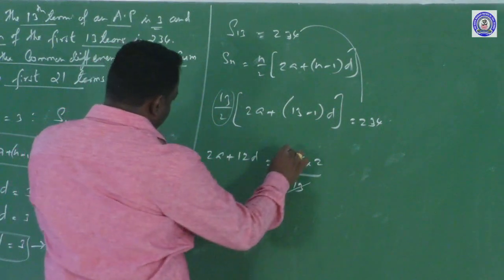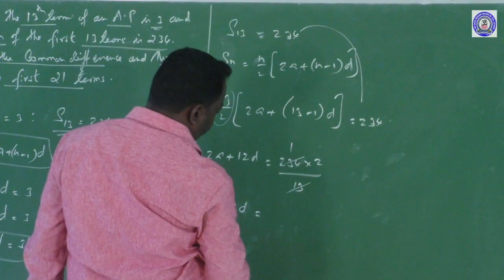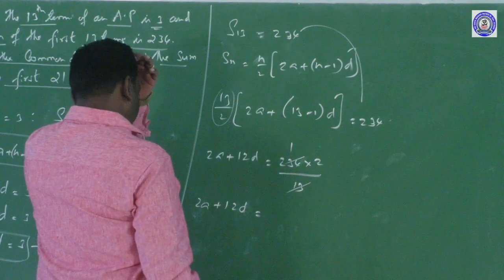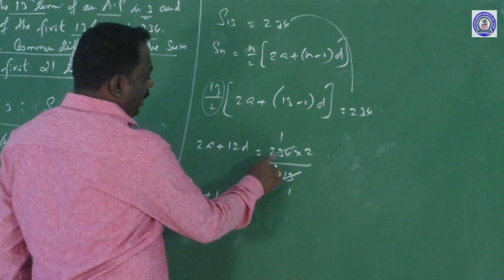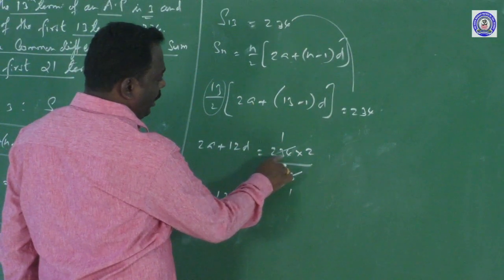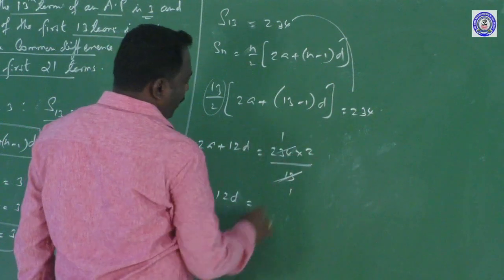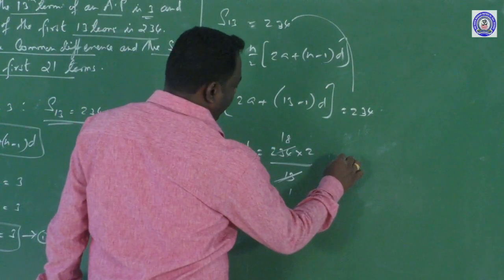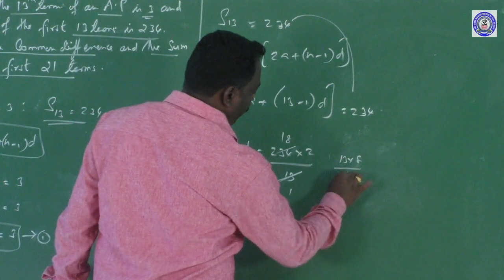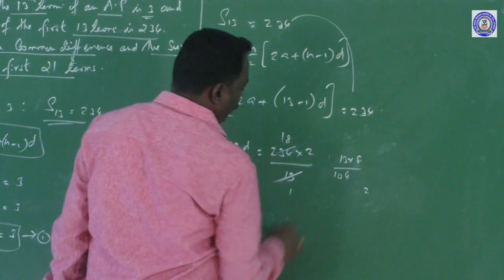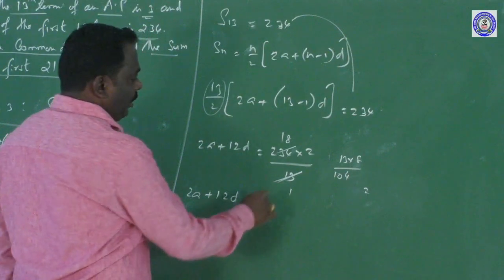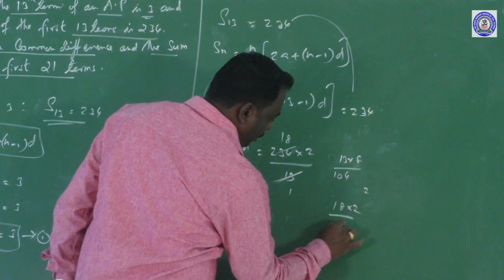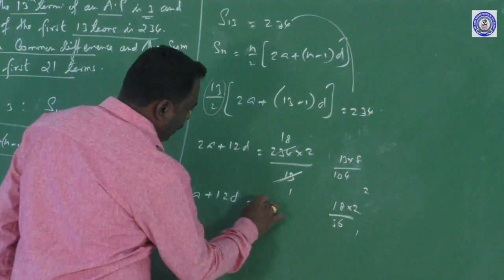Now 2a plus 12d is equal to, cancel where possible. How many times is it possible? 13 goes into 23 one time, remainder 10. Then bring down 4, making 104. How many times does 13 go into 104? Eight times, since 13 into 8 is 104. So 18 into 2 is equal to 36. Therefore 2a plus 12d is equal to 36.